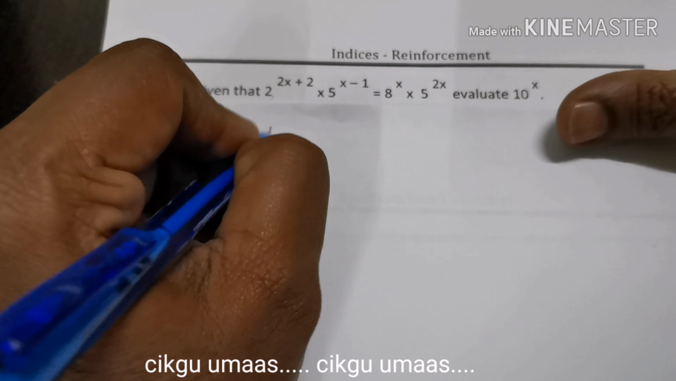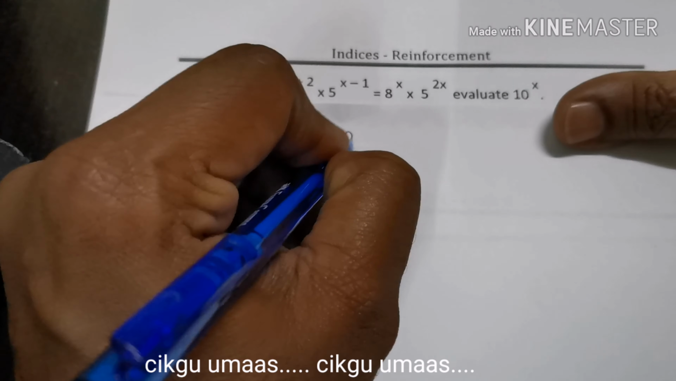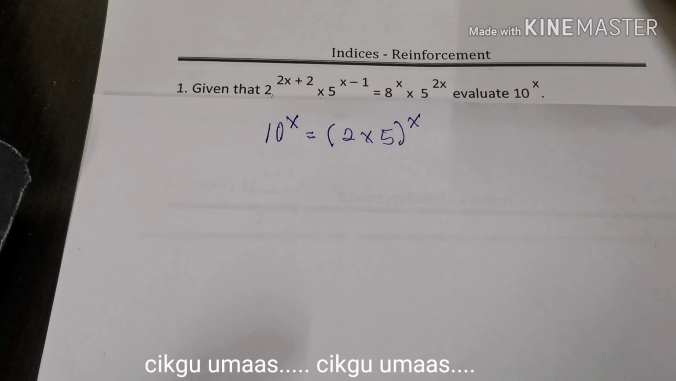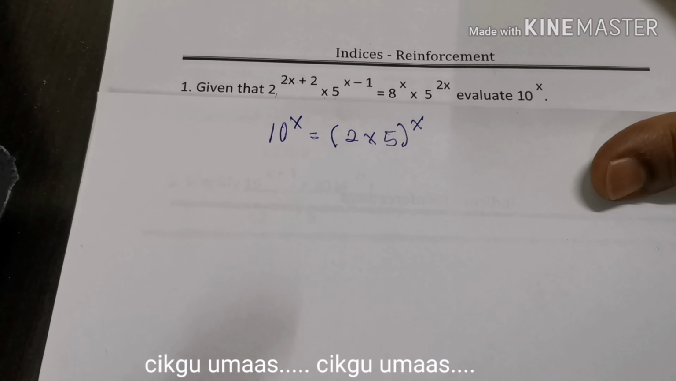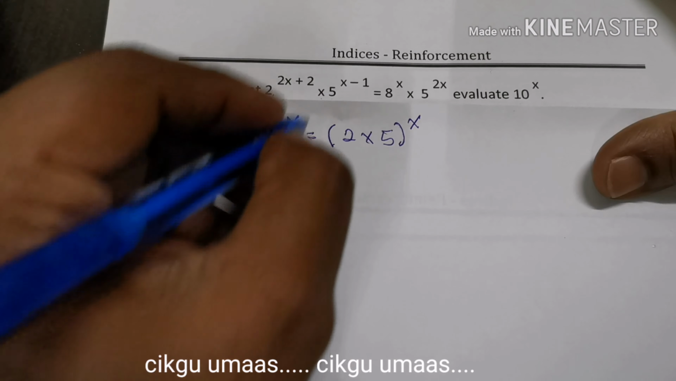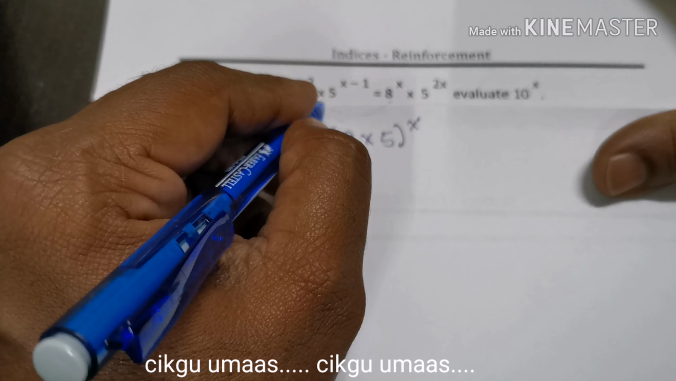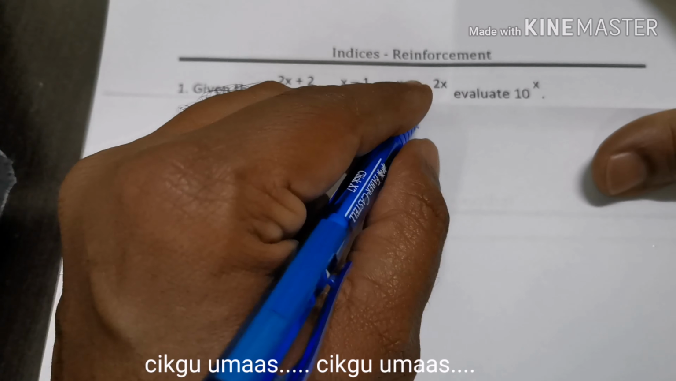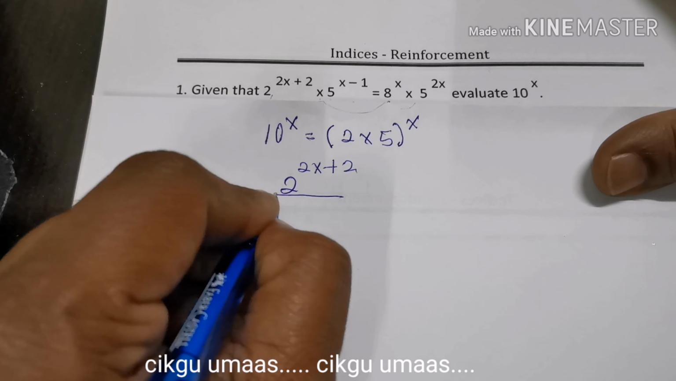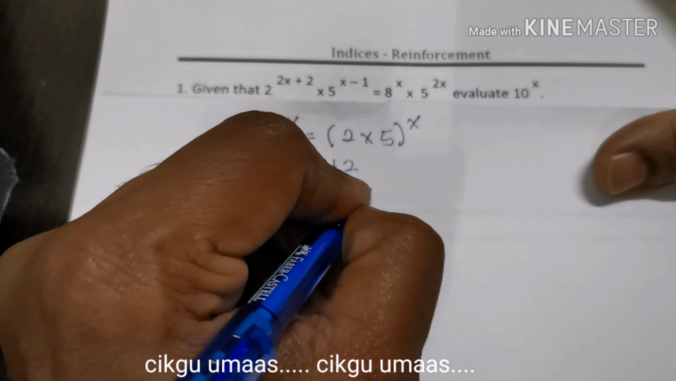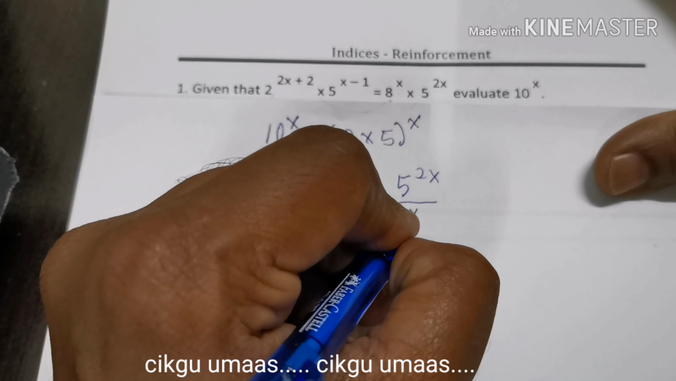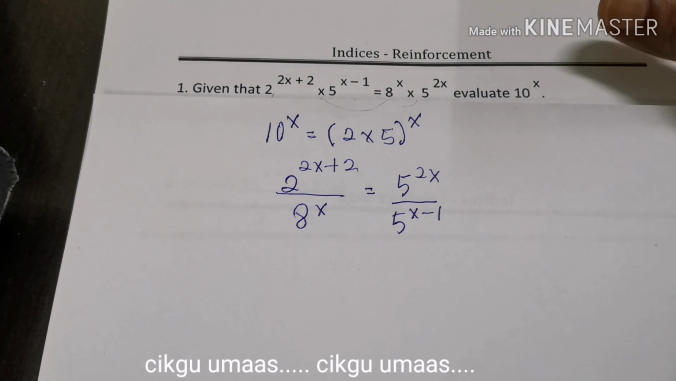I think all of us are aware 10 to the power of x is the same thing as 2 times 5 to the power of x. So this is the first thing that I need to know. So what I'm going to do first step, I'm going to move all the base of 2 to one side, the base of 5 to one side, meaning 8 power x will move to the left and 5 power x minus 1 will move to the right. So I'm going to get 2 power 2x plus 2 over 8 power x equal to 5 power 2x over 5 power x minus 1. Step 1.